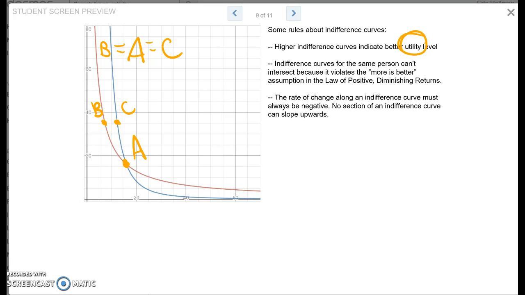But that violates the more is better rule that we talked about on the previous slide, because I have the same amount of Diet Coke at both points B and C, but at point C I have more Pop-Tarts, so C should be a better indifference curve, but we have this contradiction here. So indifference curves can never intersect. This can't happen. No functions that give us this type of graph for two different indifference curves for the same person can work to represent preferences.